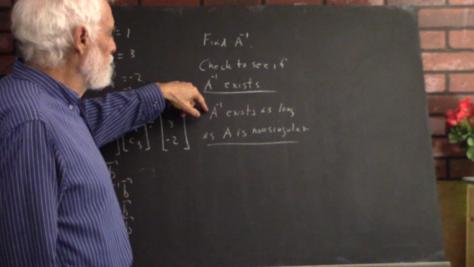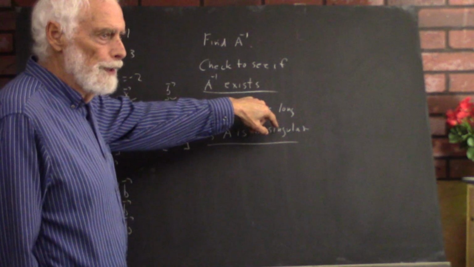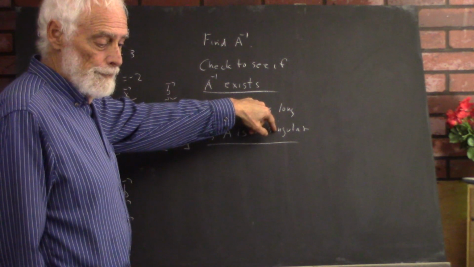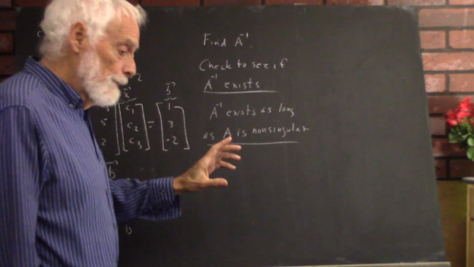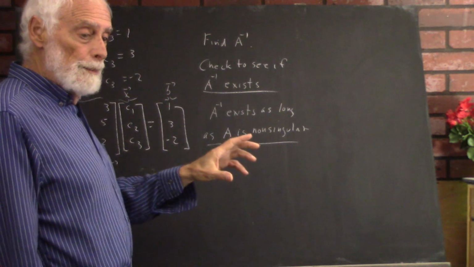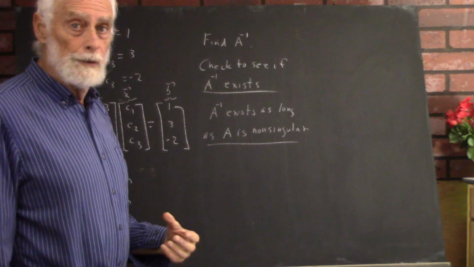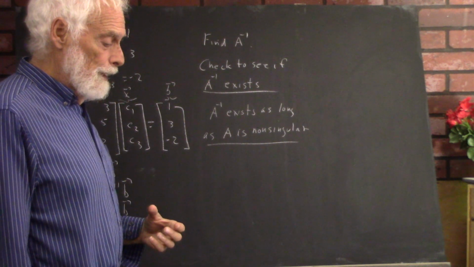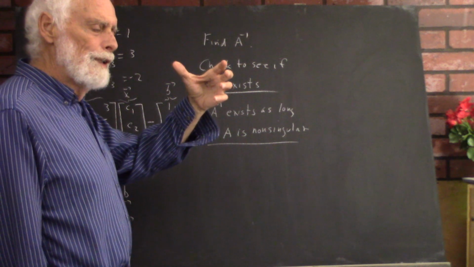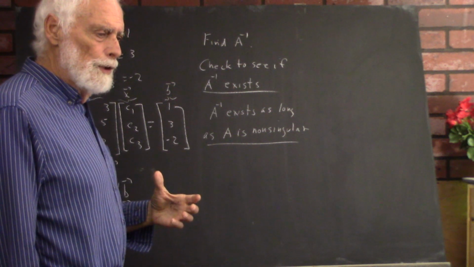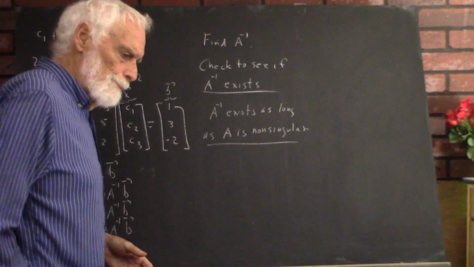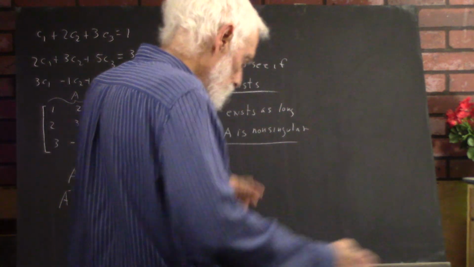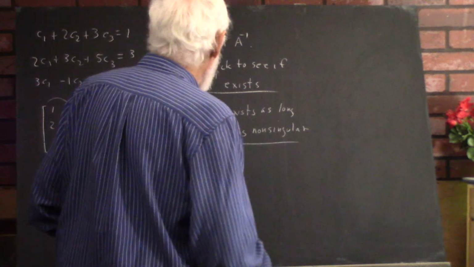The inverse exists as long as A is non-singular. Now think about this. Non-singular means its determinant isn't 0. Because if its determinant is 0, our row operations are never going to get us there. You might think about why that's so.